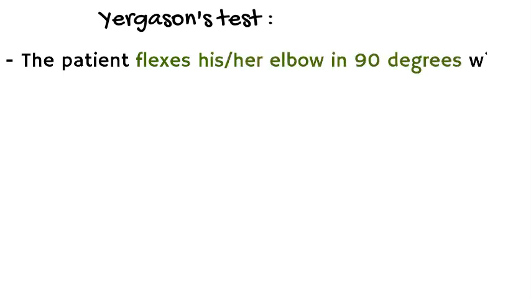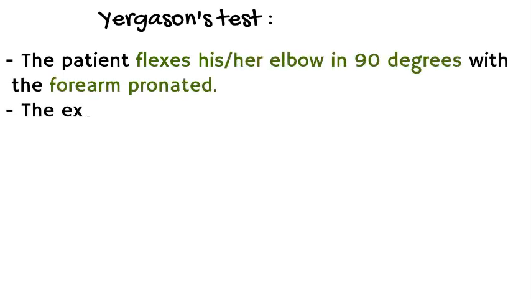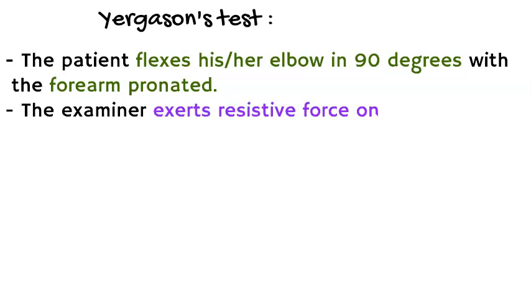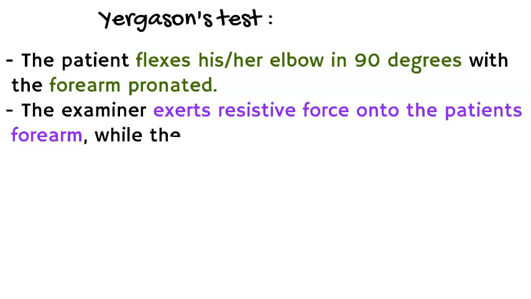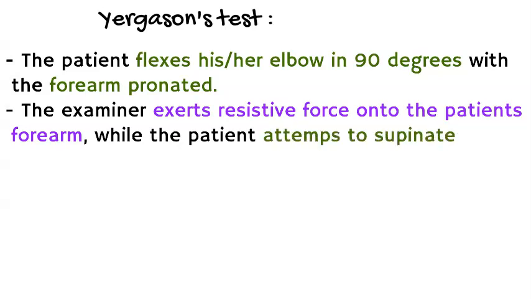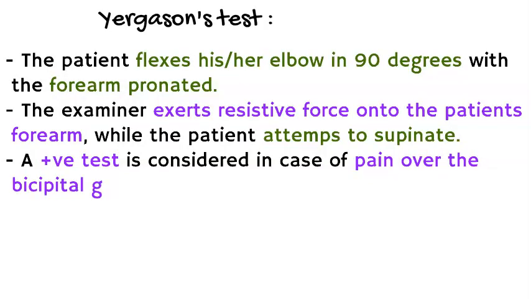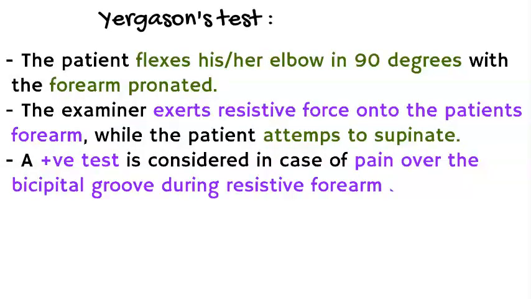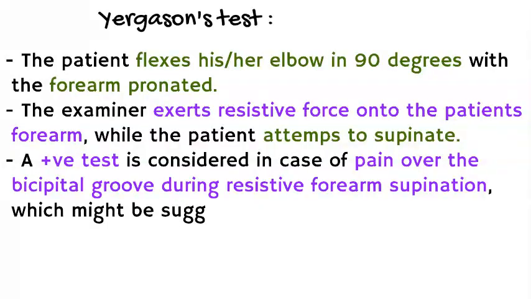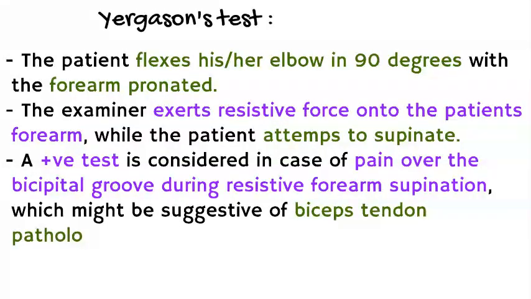For the Yergason test, the patient flexes his or her elbow to 90 degrees with the forearm pronated. The examiner exerts a resistive force onto the patient's forearm while the patient attempts to supinate. A positive test is considered in case of pain over the bicipital groove during resistive forearm supination, which might be suggestive of biceps tendon pathology or SLAP lesion.